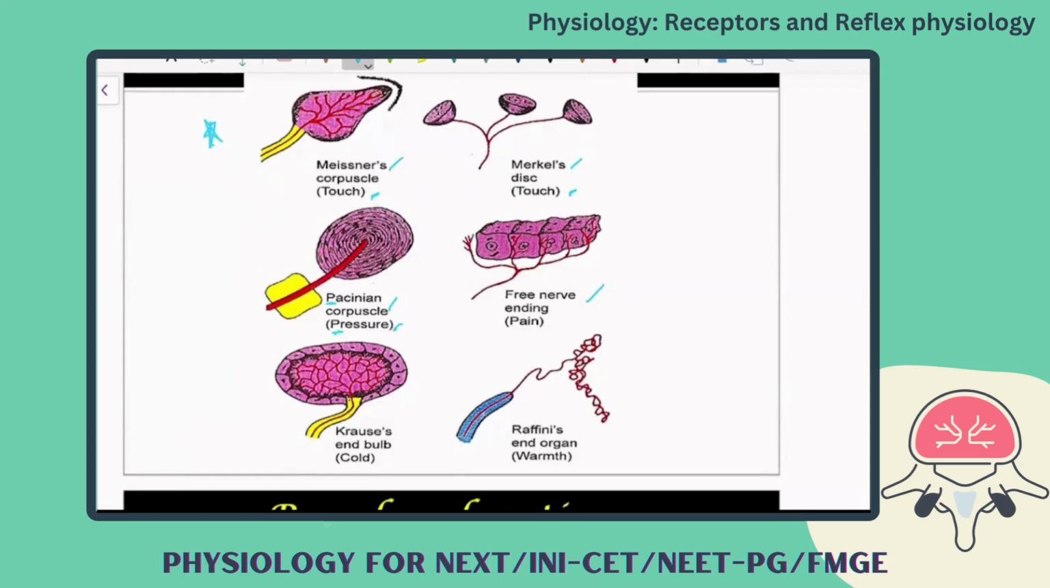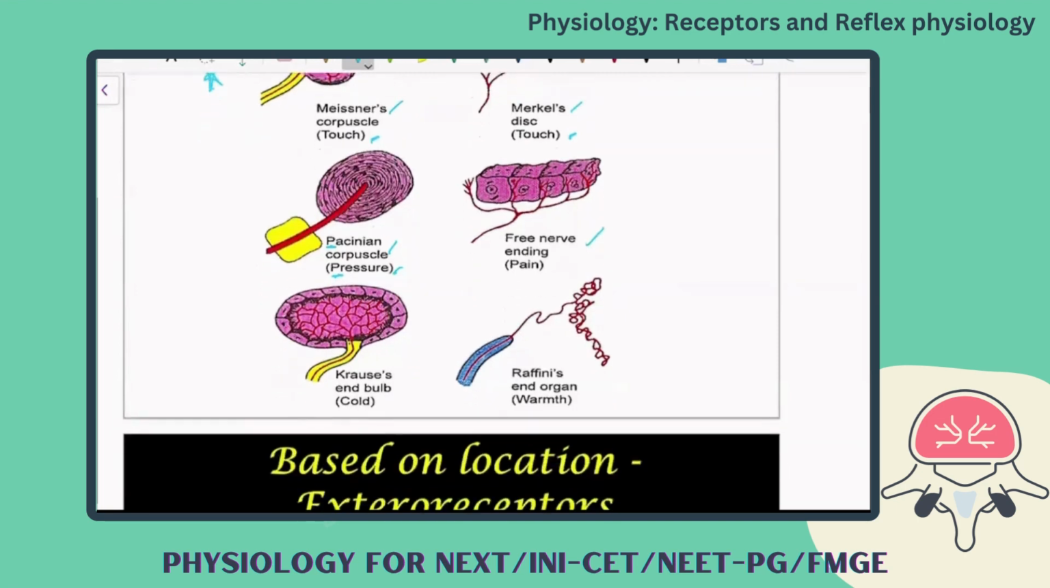Remember, all these points are just for your easy remembrance. Free nerve endings all over the body, you will feel the pain sensation. Okay, and finally Krause's end bulb for cold and Ruffini's end organ for hot sensation. So these are a few sensory receptors and the specific sensations they are carrying.